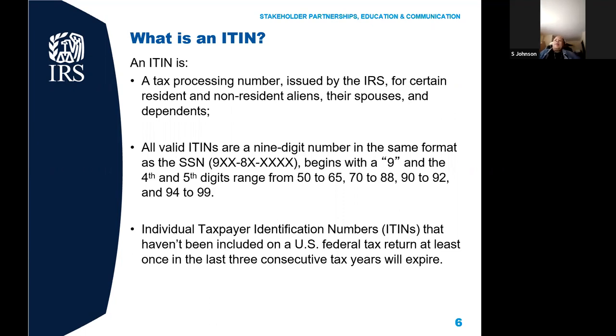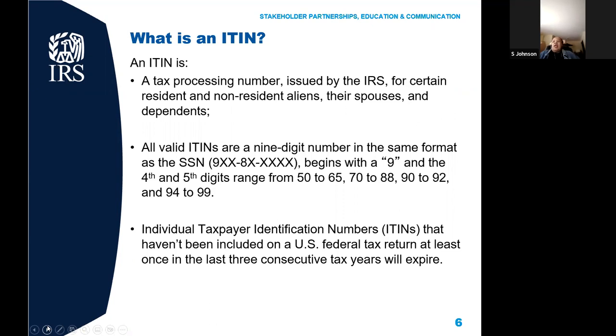we have the purpose of an ITIN. ITINs are IRS-assigned numbers used only for federal tax purposes. An ITIN does not grant entitlement to Social Security benefits. It does not change the immigrant status or the right to work in the US. It is just for federal tax purposes only.